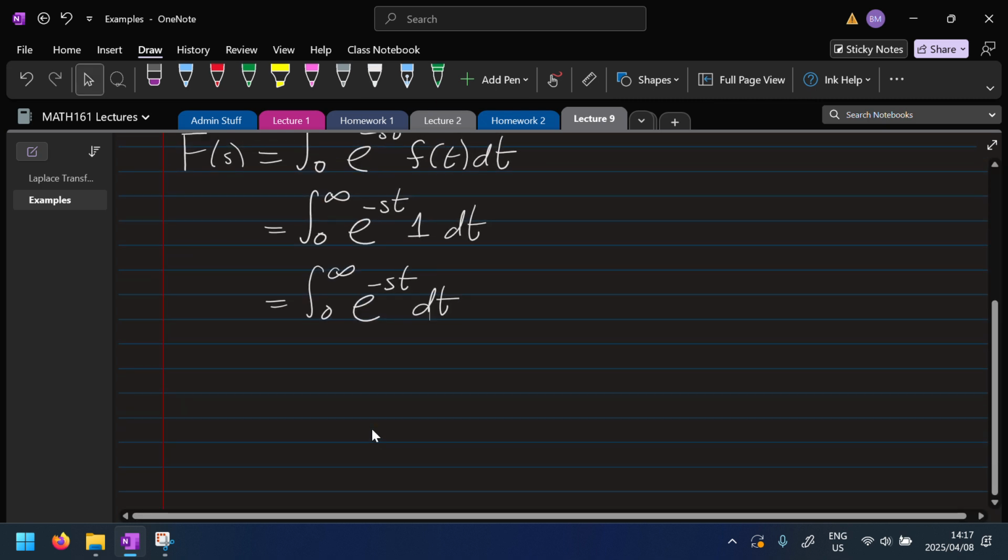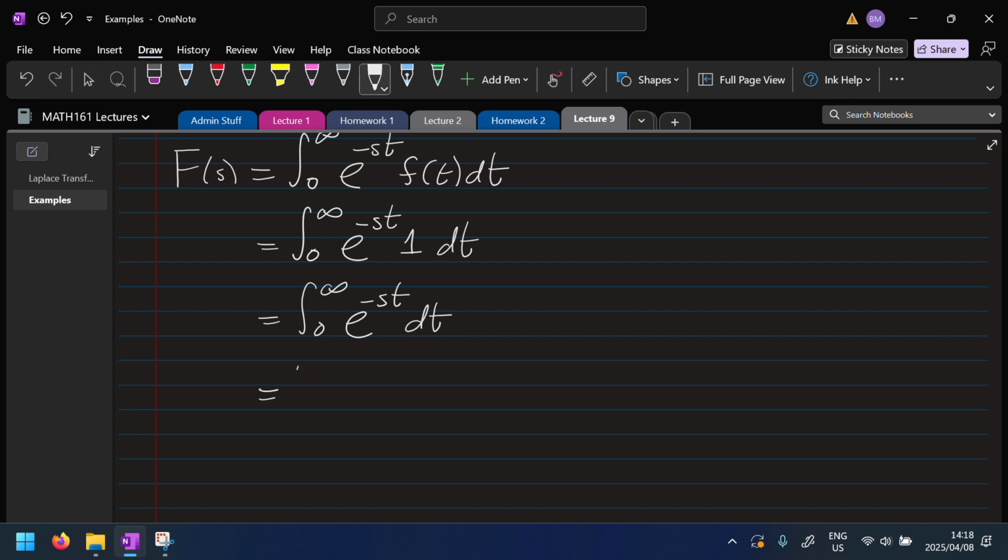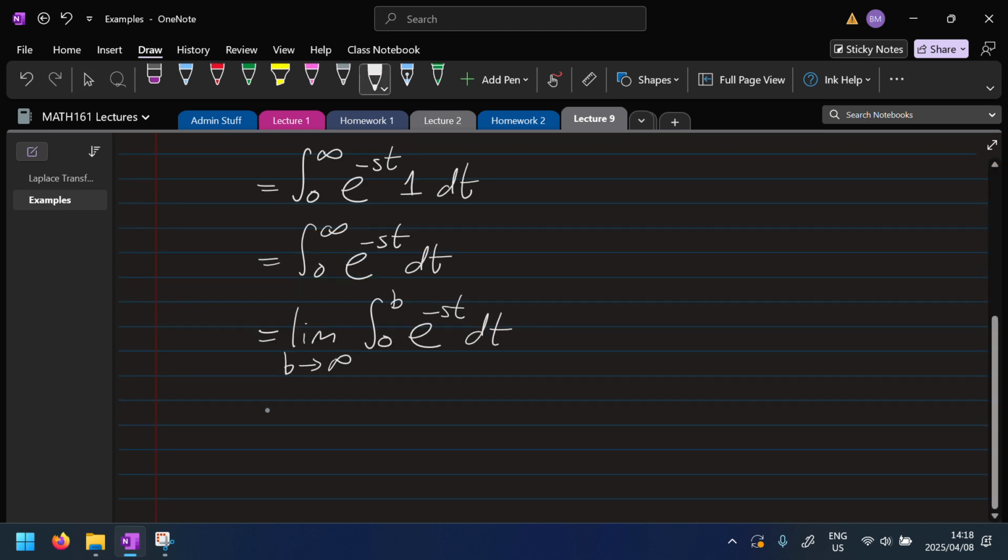Now, to evaluate this, we can write this as a limit. So this will be the limit as b goes to infinity of the integral from 0 to b of e to the minus st dt. So we ignore the limit, do the definite integral, and then take the limit at the end. So that will be the limit as b goes to infinity of the antiderivative. So e to the minus st will give minus 1 over s, e to the minus st, from 0 to b.